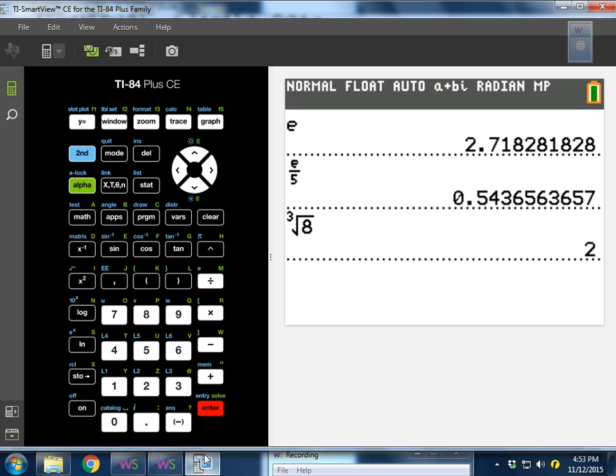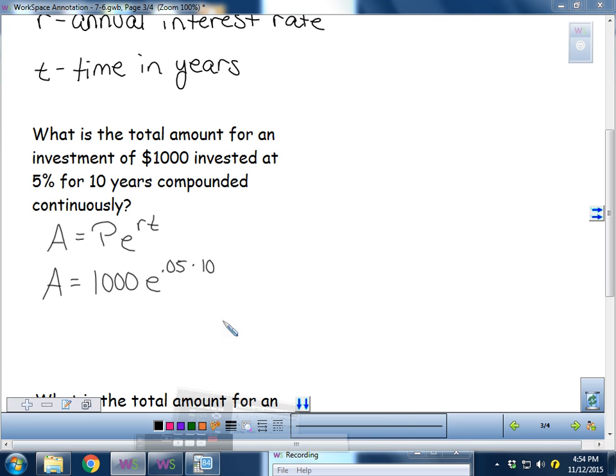So I've got 1,000 times e. Now I'm going to use this e because watch what happens. When I choose this one, it goes ahead and puts a little box up here for me. If you use this one, you'll have to put your own box. Either way, it works out fine. And then in the box, you've got 0.05 times 10. So I get about $1,648.72.